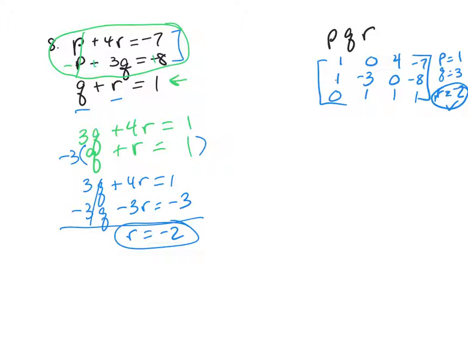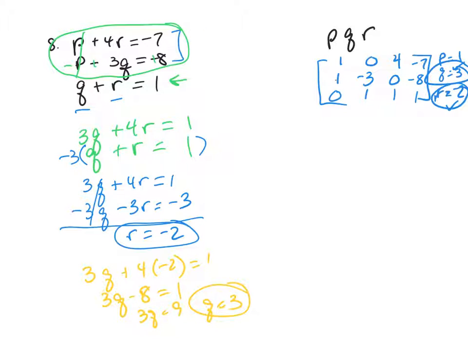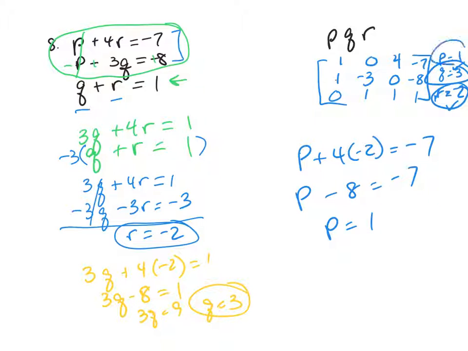Now we plug in for the Q. 3Q plus 4 times -2 equals 1. 3Q minus 8 equals 1. 3Q equals 9. Q equals 3. I like that. And now we plug those two into one of the equations with a P. Doesn't matter which one. P plus 4 times -2 equals -7. P minus 8 equals -7. P equals 1. And we got them all. Got it?